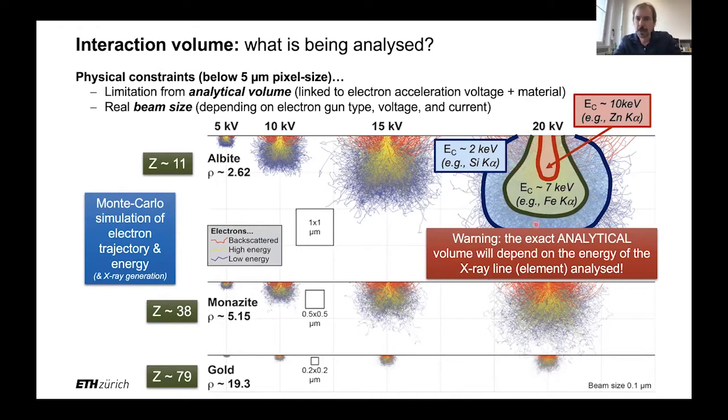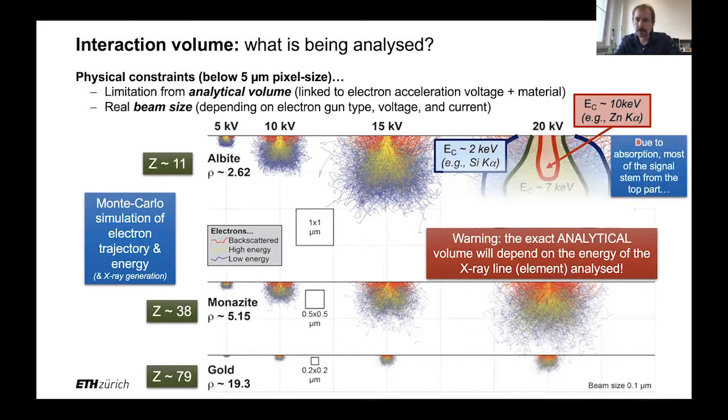And if we look at very light, low energy X-rays or light elements, silicon K alpha, for instance, we only need 2 kilo electron volts. So just barely 10% of our initial acceleration voltage. And in that case, the volume is getting much larger. So you have to take into consideration all that when you are preparing your map.